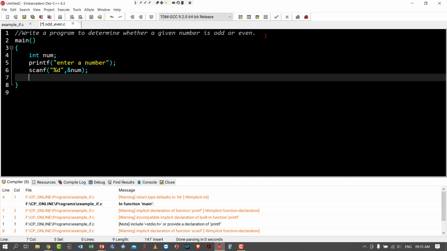Also, how to check whether a given number is odd or even? All even numbers are divisible by 2. So how can we check the divisibility in a C program? Divisibility means the remainder will be... if a number is divisible by another number, then what will be the remainder?